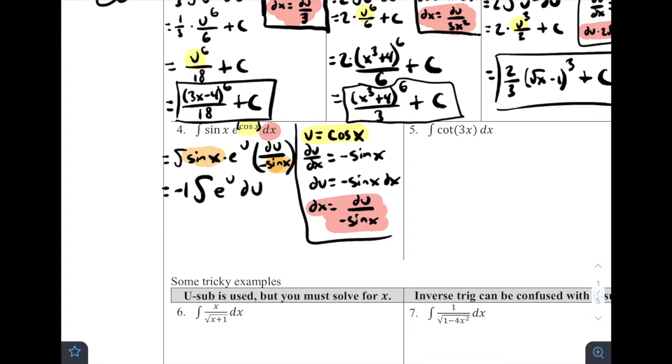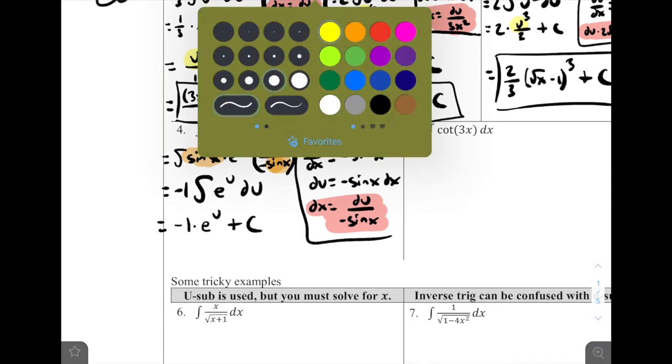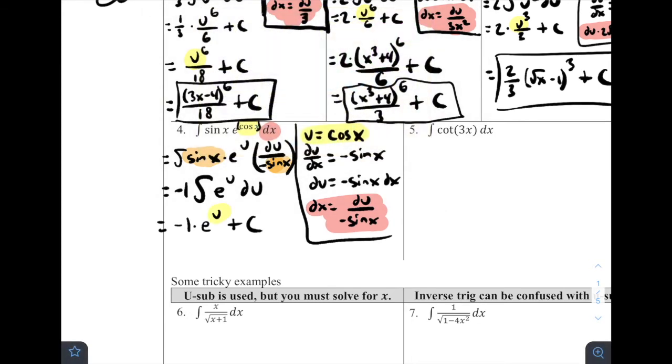And we know that the derivative of e to the x is e to the x, and the integral of e to the x is e to the x. So that's not going to change when we take the antiderivative. It's just going to be negative 1 times e to the u plus c. And then we can resubstitute in our u value, which we know is cosine of x. So our final answer here is negative e raised to the cosine x power plus c for problem number 4.